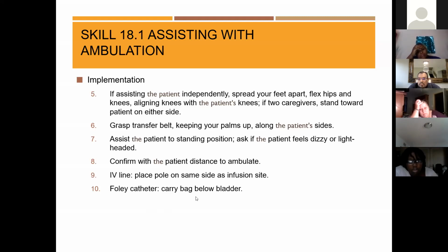Foley catheter, make sure the bag is below the bladder, because if you don't, the urine that's been in the bag or in the line can reflux back into the bladder, and you can cause your patient to have a UTI. So make sure that when you're ambulating your patient with a Foley catheter, you keep the bag below the level of the bladder, okay?